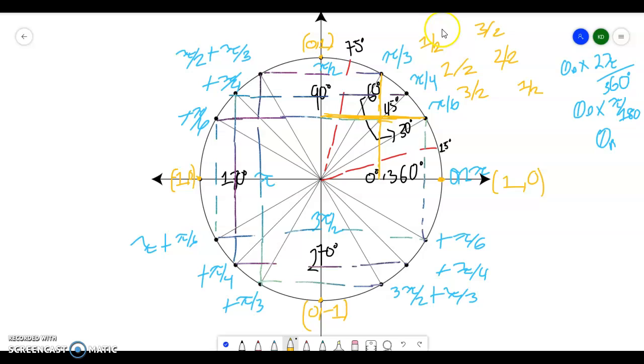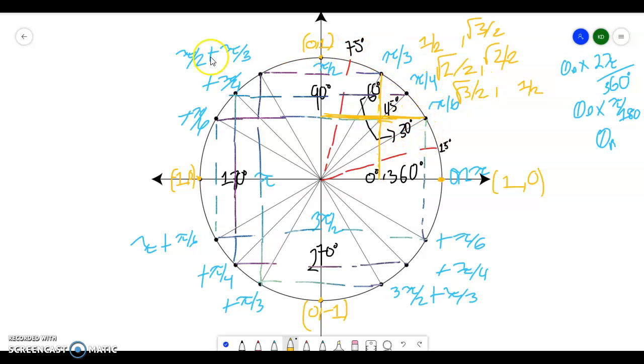And every numerator gets square rooted. Since the square root of 1 is 1, I'm not square rooting 1. And these are the coordinates of the three main angles we're working with.